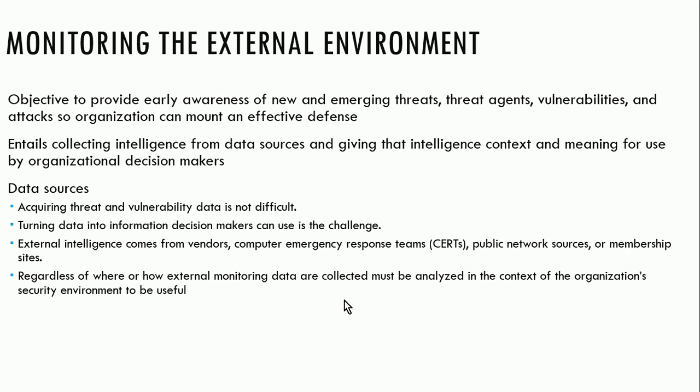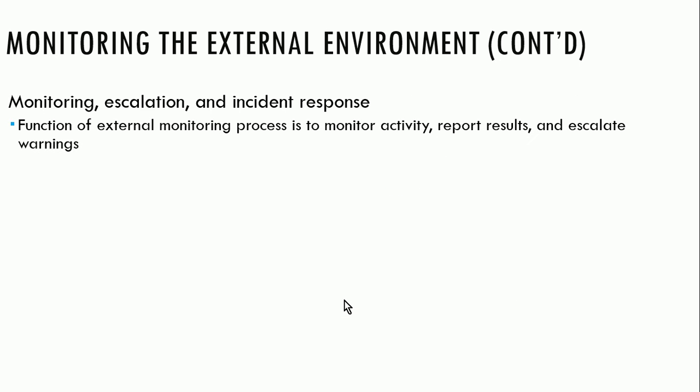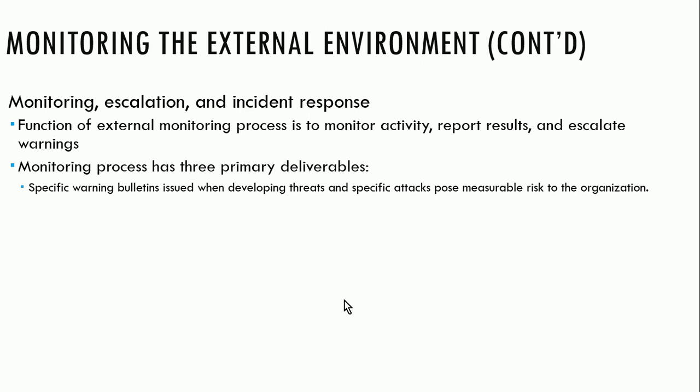So again, in our external environment, we're looking at emerging threats. We're looking at new types of threats, new technologies that we have to support, and so forth and so on. All right, so continuing with this, monitoring, escalation, incident response. So the external monitoring process functions to monitor activity, report results, and escalate warnings. The monitoring process has 3 primary deliverables: specific warning bulletins that are issued, periodic summaries of external information, and detailed intelligence for highest risk warnings. In other words, we're looking at what's happening that could be a risk to us.